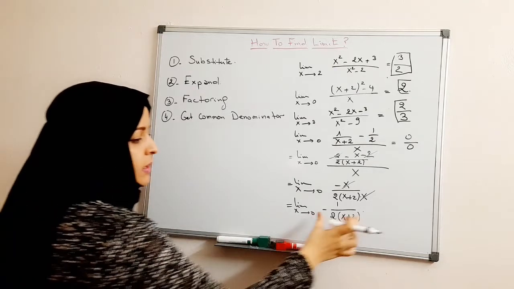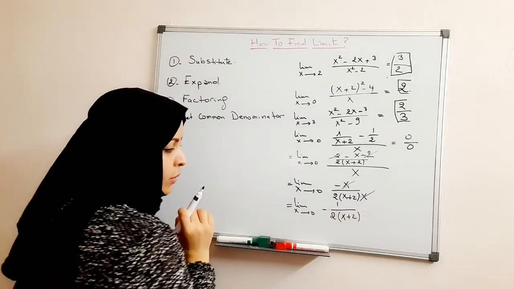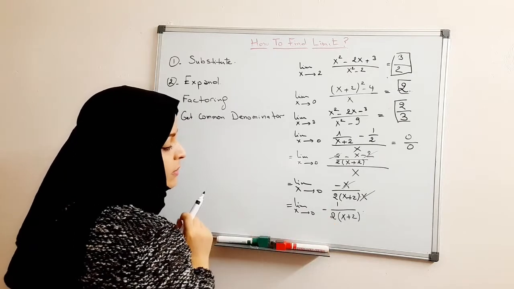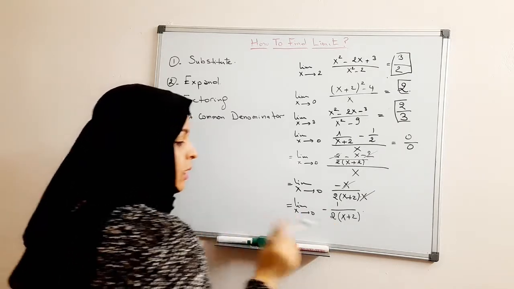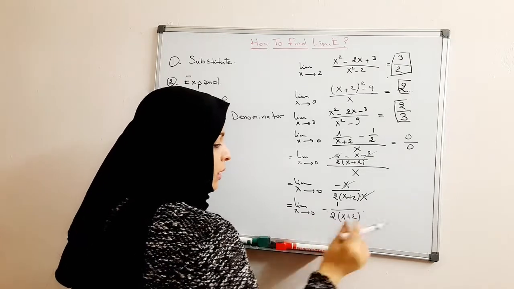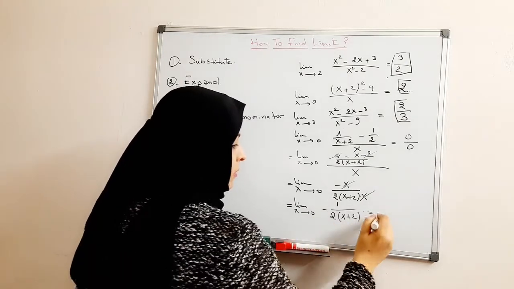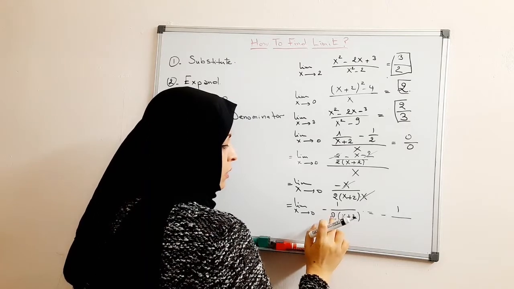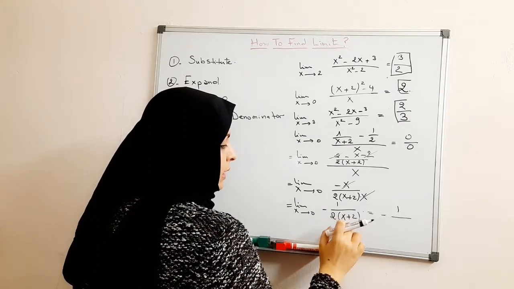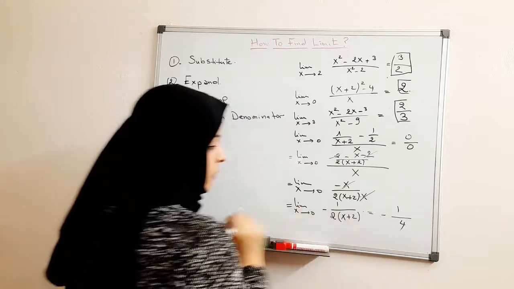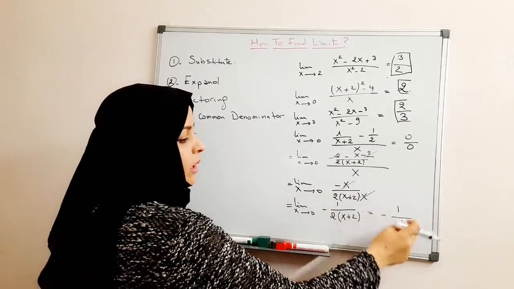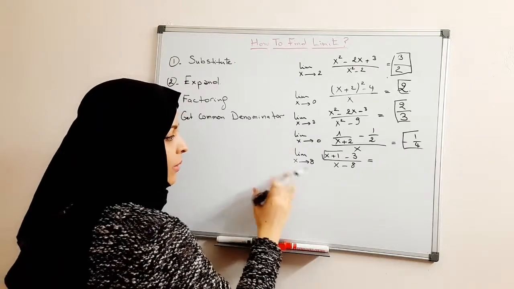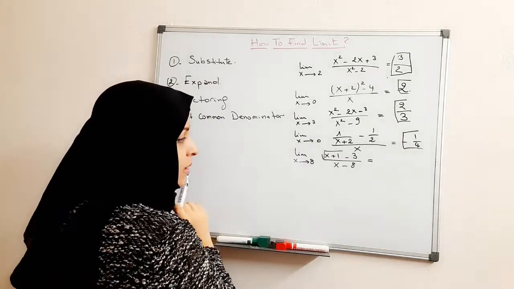Okay, so this is the simplified form we have got, and now we can substitute by 0. So if we substitute by 0, we get minus 1 over 2 multiplied by 2, 4. It's minus 1 over 4. So now let's move to the next example.